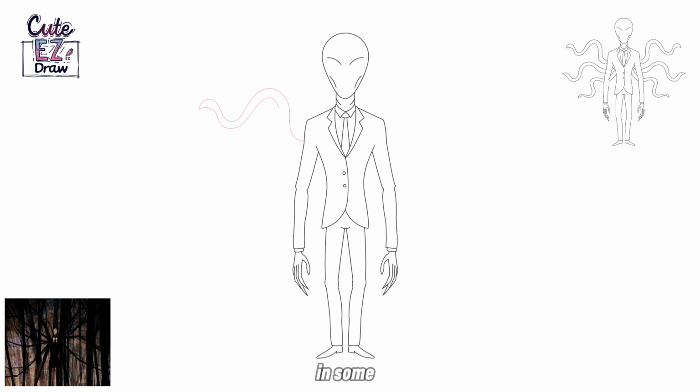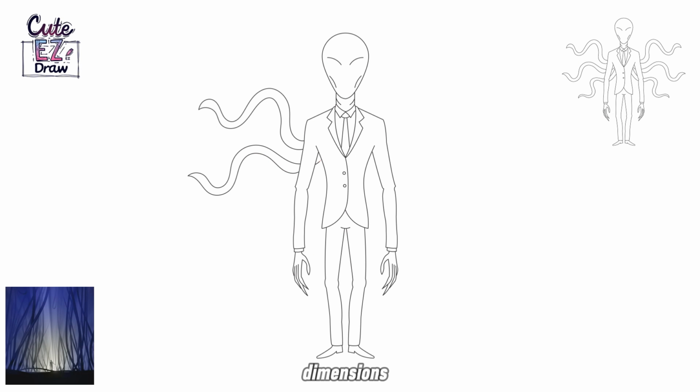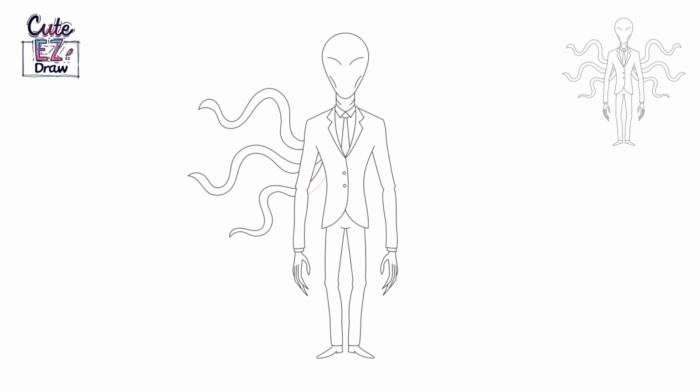Did you know that in some fan theories, Slenderman can extend his arms into black tentacles, not just to grab victims, but also as a way to travel between dimensions, making him a supernatural being that exists beyond time and space? That's one reason fans call him the Faceless Wanderer.